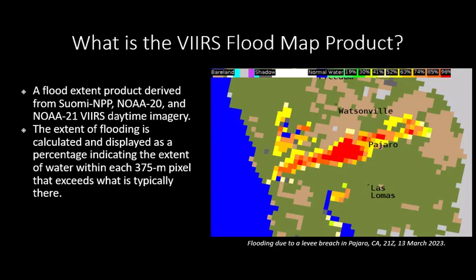So what is the VIIRS Flood Map product? The product is comprised of daytime imagery from the Visible Infrared Imaging Radiometer Suite, VIIRS, instrument that is on board three satellites: the Suomi National Polar-orbiting Partnership, SNPP, the National Oceanic and Atmospheric Administration 20, NOAA 20, and NOAA 21. The extent of flooding is calculated and displayed as a percentage, indicating the extent of water within each 375-meter pixel that exceeds what is typically there.